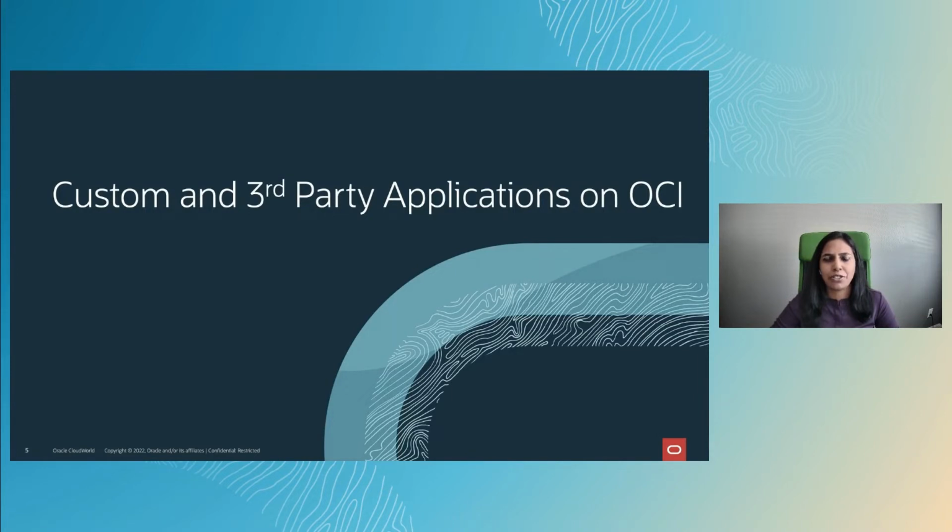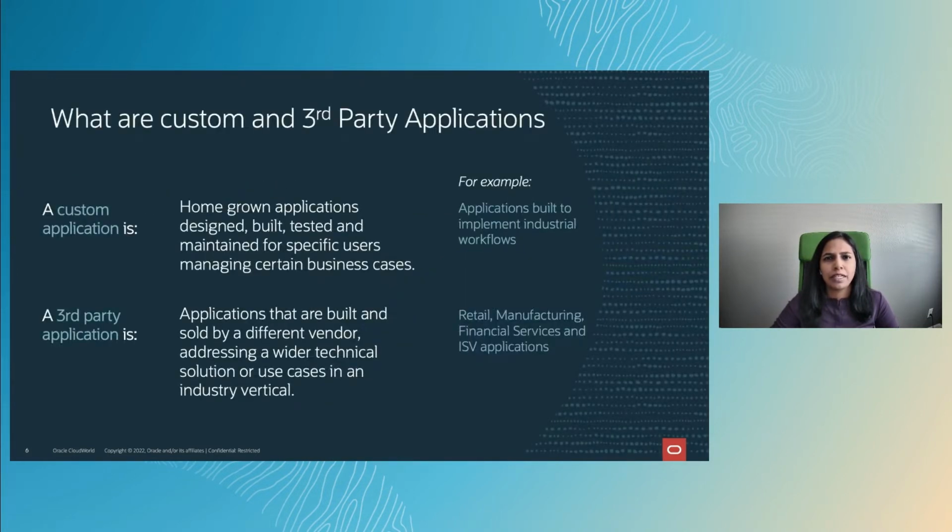Custom and third-party applications on OCI. For the purpose of today's discussion, we will define a custom application as applications that are homegrown and built for certain business users that manage a part of the business. For example, automated industrial workflows. Third-party applications are applications that are built and managed by a different company, mostly addressing a larger technical space in a particular industry. For example, applications in healthcare or retail, or ISV or SaaS applications.